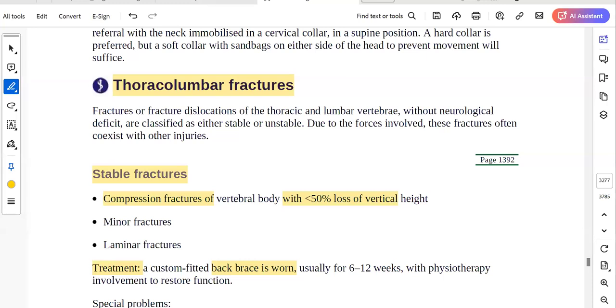And also, because one of the most common causes of thoracolumbar fracture is compression fracture, once the patient is a bit stable, you also send the patient for a bone density scan or a DEXA scan, and that can confirm if the patient has got osteoporosis or not. Okay?